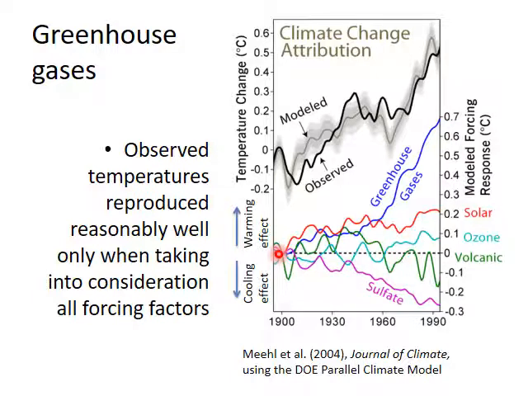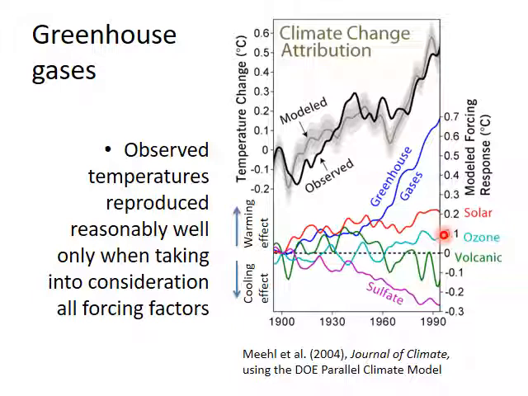Whereas if you just changed the amount of sulfate aerosols in the atmosphere and kept everything else constant, then the model predicted a cooling of maybe minus 0.3 Kelvin over that period of time. And so sulfate aerosols are another important forcing factor, but they actually lead to cooling. And ozone, tropospheric ozone in particular, is also a very potent greenhouse gas.